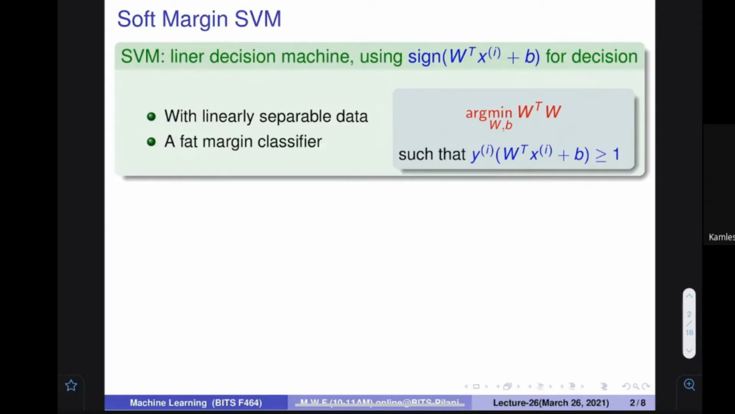As I told you in the last class, you can utilize any linear programming mechanism to solve this kind of equation. So first you write down all these equations with respect to the data that is given to you, and then you apply any linear programming solver, and you can find the optimal value of W and B, and that solves your purpose.